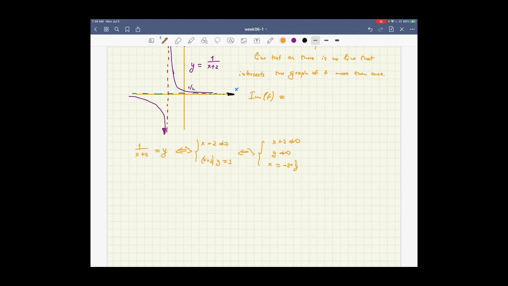This answers the question about the image. Image is all the y's on the real line except 0. For any such non-zero y, we can find a solution of this equation in x. x is negative 2 plus 1 over y.